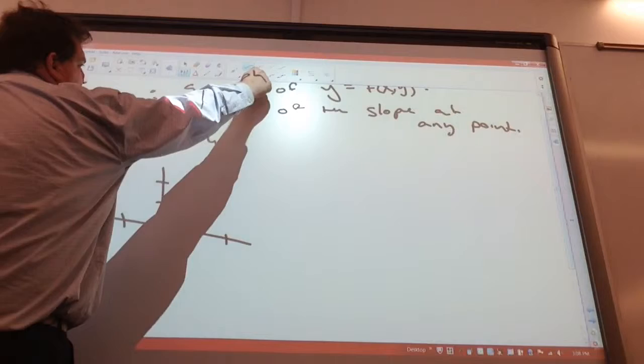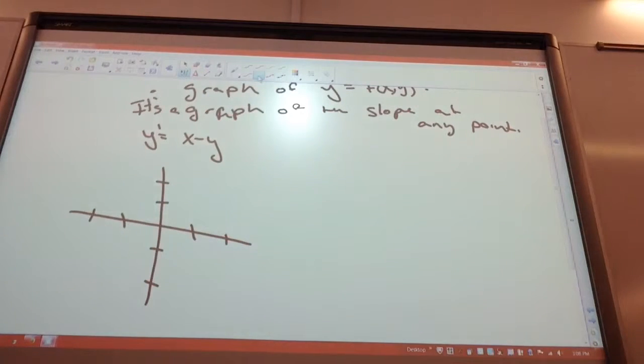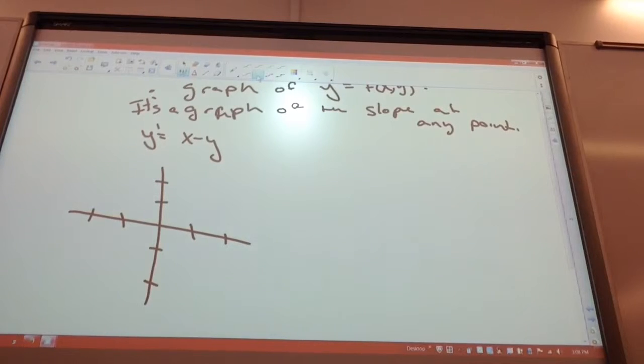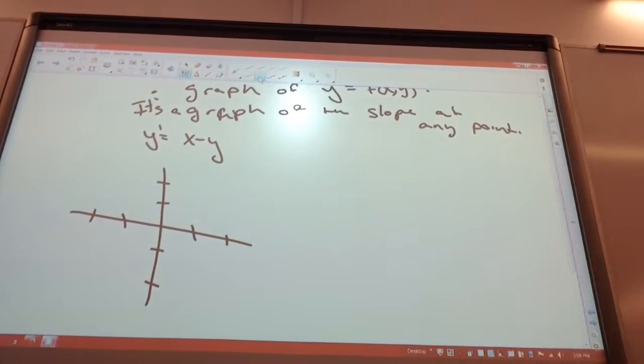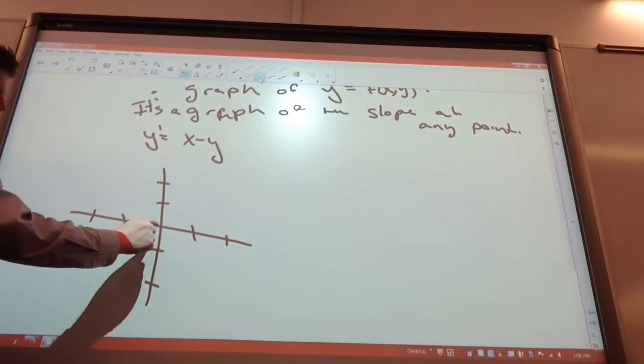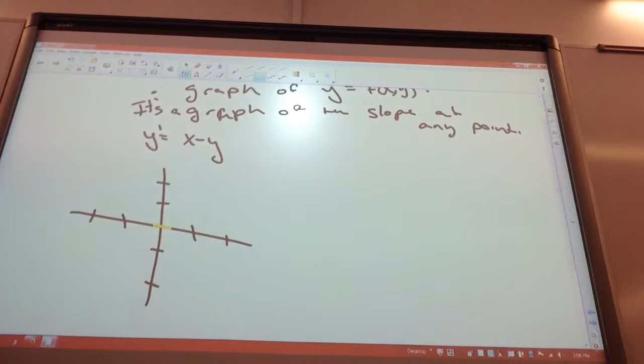So basically, the graph of this might be something like, okay, when both x and y are 0, what's y prime going to be? Nothing. It's also going to be 0, right? What does a slope of 0 look like? A flat line, right? So we have something like that there.